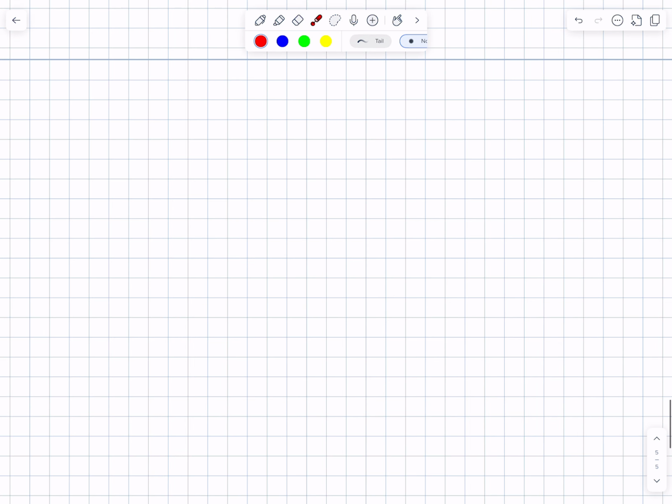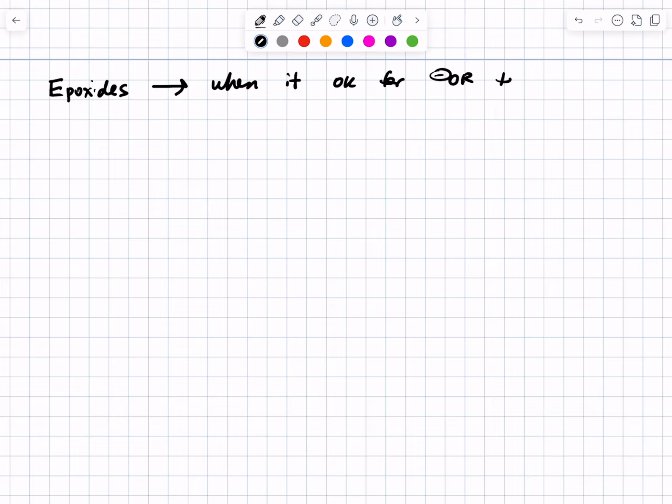Now, the thing we want to do with our remaining time is to talk about a class of molecules that are called epoxides. And we want to talk about these because these are examples of when it's okay for OR minus to leave. The whole theme of chapter 9 has been that OH minus or OR minus, a negatively charged oxygen, is a terrible, horrible, no good, very bad leaving group.